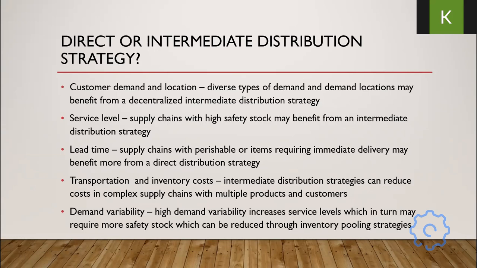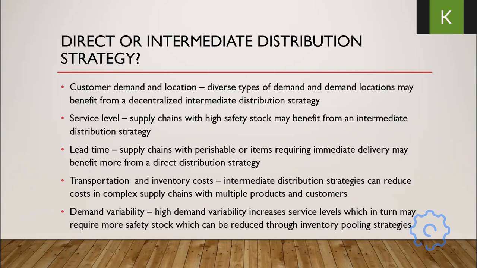Now, lead time. Once again, supply chains with perishable items or items requiring immediate delivery may want to do a direct distribution strategy because time is of the essence. You may not want to move things across a warehouse very quickly. This is true in my experience. I've seen this recently with pharmaceuticals where you may have drugs that have a very short shelf life. So you want to get it there quickly. But even then, sometimes you have a mixture of a direct and intermediate distribution strategy for these. It just depends. So in general, if you have perishable items or items that require a very short lead time, you may want to look at a direct distribution strategy.